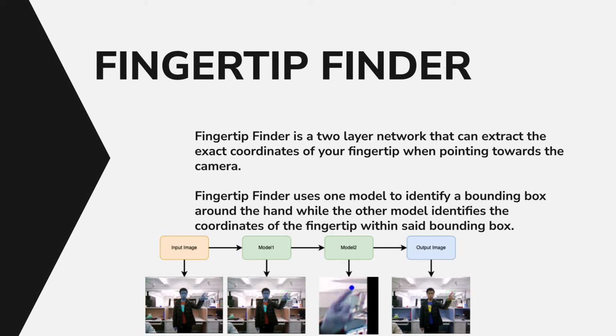It's a two-layer network that can extract the exact coordinate of the fingertip when pointing toward a camera. They used one model to identify a bounding box around the hand, and the other model identified the coordinate of the fingertip within said bounding box.